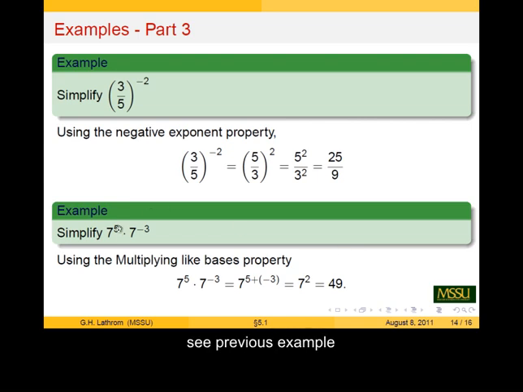If we want to simplify 7 to the 5th times 7 to the negative 3, multiplying like bases, 7 to the 5th times 7 to the negative 3, we add the exponents. 5 plus a negative 3 gives us 7 squared. 7 times 7 is 49.